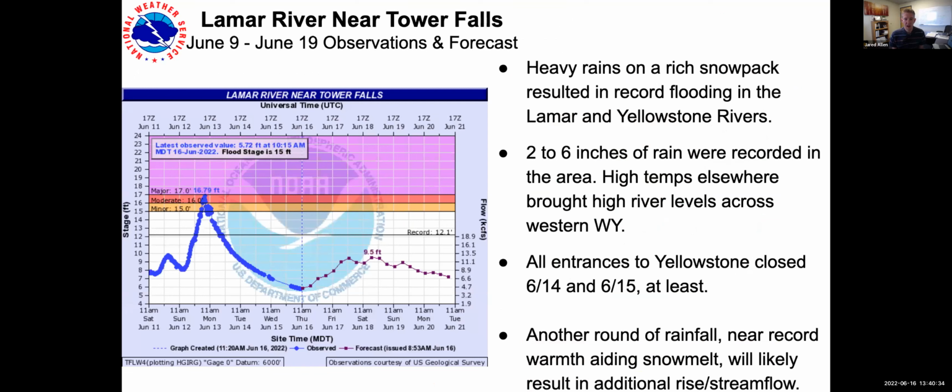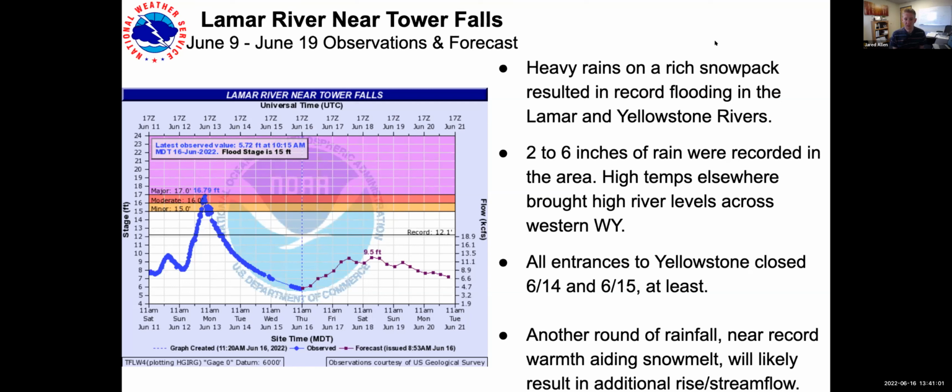Here's just a quick recap of what occurred up in the far northwest part of the state in Yellowstone. So this is at Lamar River near Tower Falls. This is just a hydrograph on the left side, capturing the significant river rise that occurred, where the previous record was 12.1 feet. And you can see where it crested at essentially 16.8 feet. So almost 4.5 feet above the previous record.